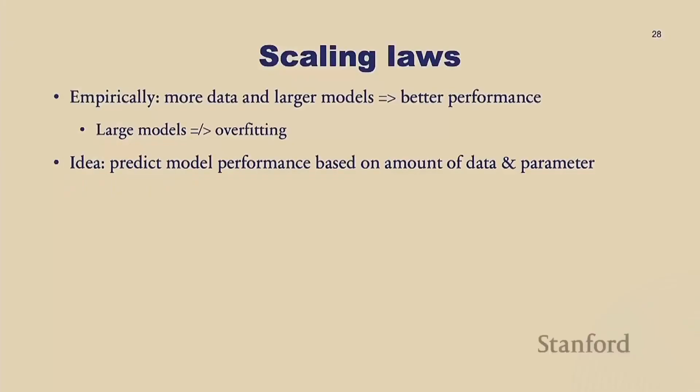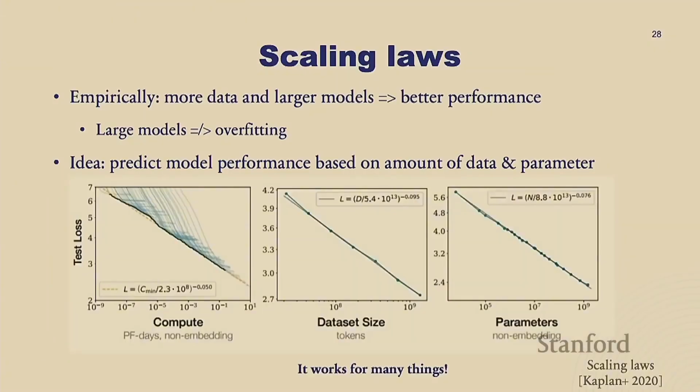So, okay, the idea of scaling laws is that, given that you know that more data and larger models will always give you better performance, can we predict how much better your performance will be if you increase the amount of data and the size of your model? And surprisingly, it works. Here you see 3 plots from a very famous paper from OpenAI called Scaling Laws. On the x-axis you see compute, so how much compute you spent on training. And here you see test loss. It's not perplexity, but it's your validation loss, so it's the log of the perplexity.